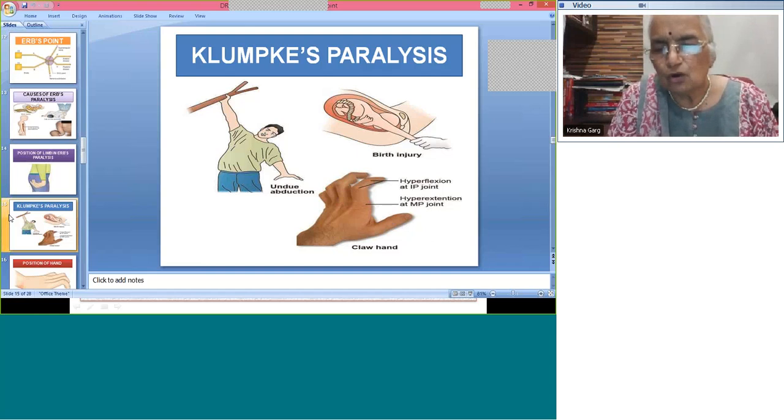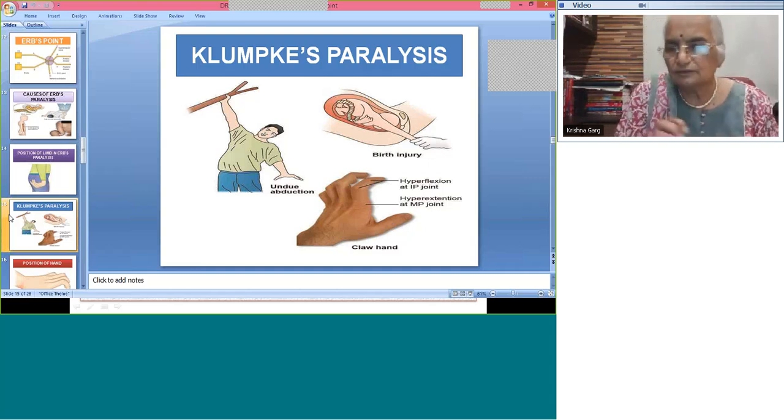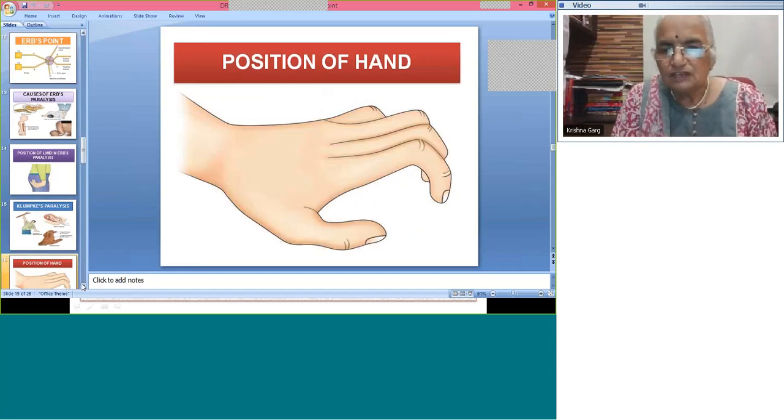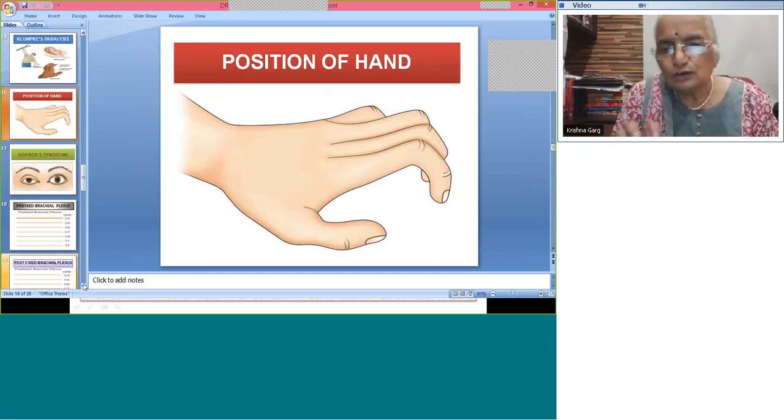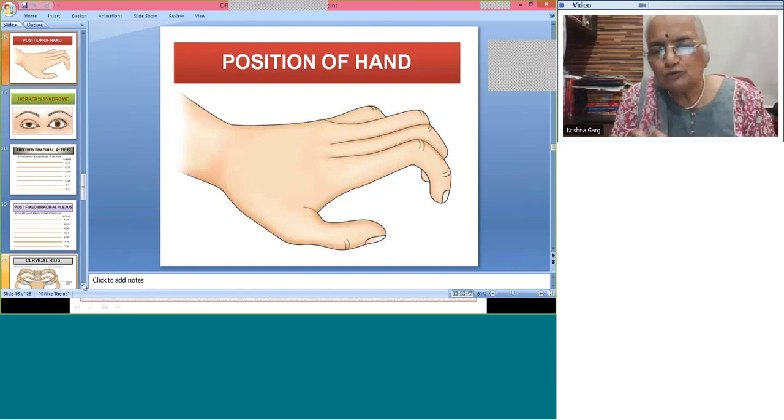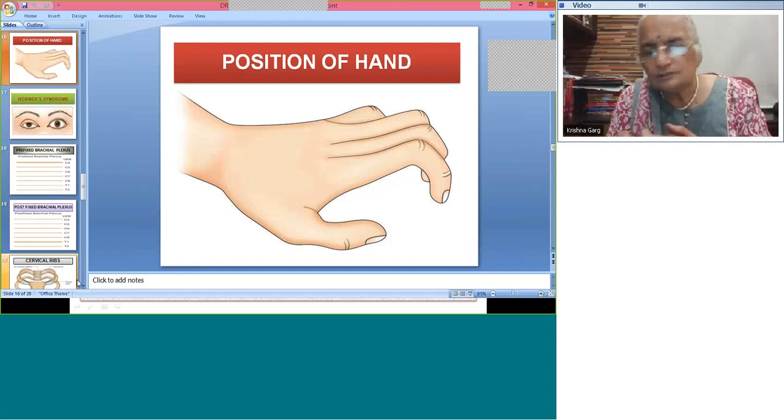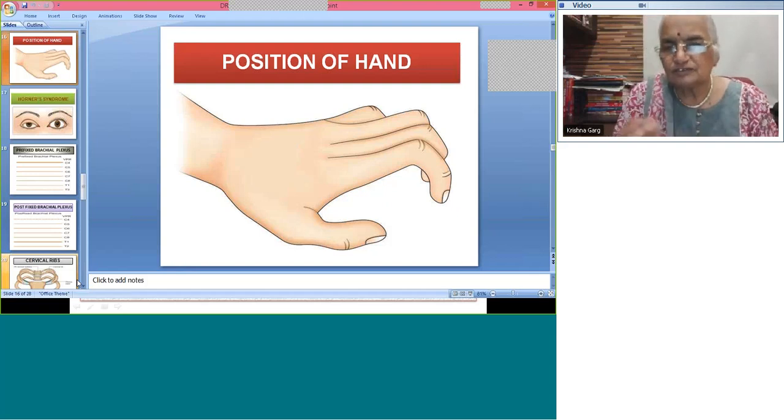There is hyperextension of the metacarpophalangeal joint, and hyperflexion of the proximal and distal interphalangeal joints. So the hand looks in the shape of a claw hand. This is the position of a claw hand. The metacarpophalangeal joints are hyperextended, and the proximal and distal interphalangeal joints are hyperflexed.